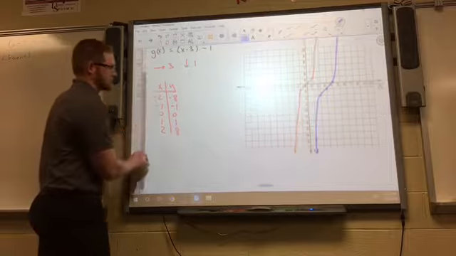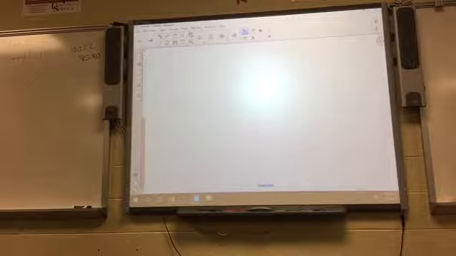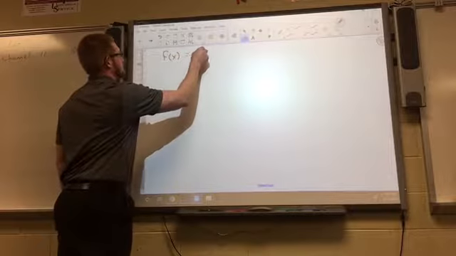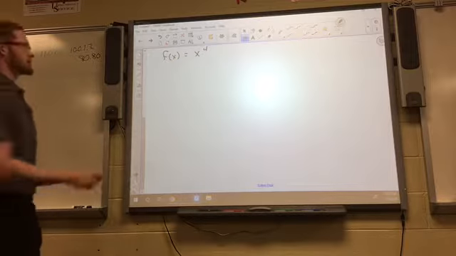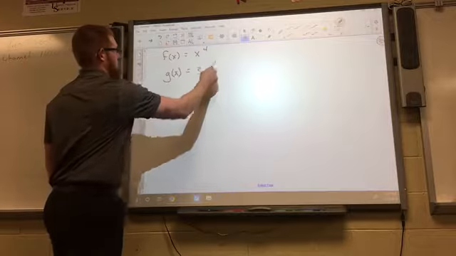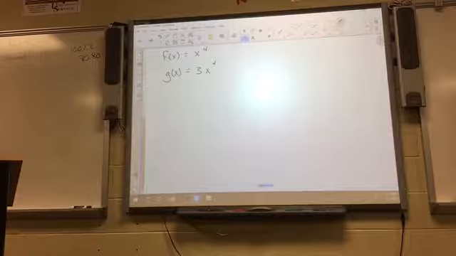Okay. Example 2 is the same idea, but they're doing more than just your translations left, right, up, and down. The first one they give me here, we're not going to graph, we'll just graph the second one. The first one is f of x equals x to the 4th. They want us to describe the transformation when we turn that into g of x equals 3x to the 4th. So how do I know it's not a vertical or horizontal translation?